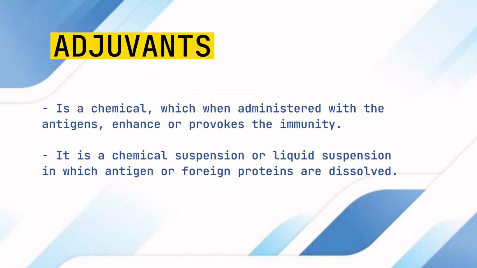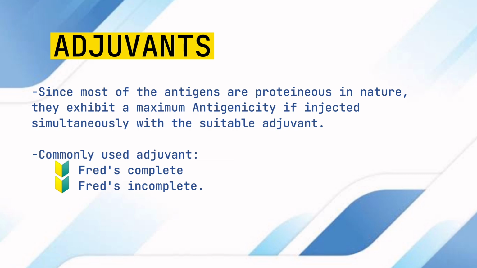Adjuvant is a chemical which, when administered with the antigens, enhances or provokes the immunity. It is a chemical suspension or liquid suspension in which antigen or foreign proteins are dissolved. Since most of the antigens are proteinous in nature, they exhibit maximum antigenicity if injected simultaneously with a suitable adjuvant. Commonly used adjuvants are Freund's complete and Freund's incomplete.